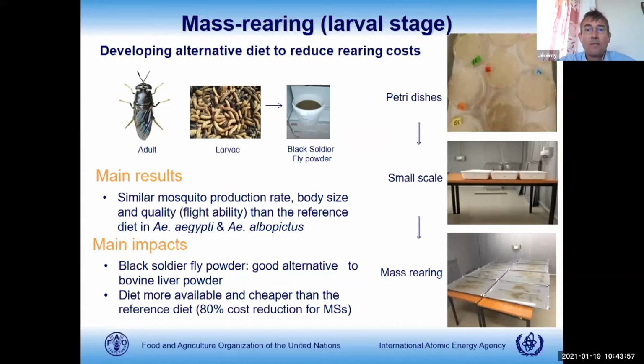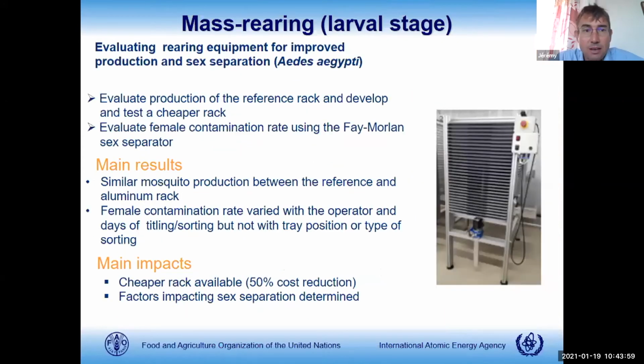And it allows reducing the cost of the diet by more than 80%. So another example is the development of racks. We have been developing racks for decades now at the agency. And here it's a rack that is made of aluminum. And we tried to see if we could reduce the cost using this material instead of inox. And we demonstrated that it can be used, and it allows reducing the cost of the rack by 50%.